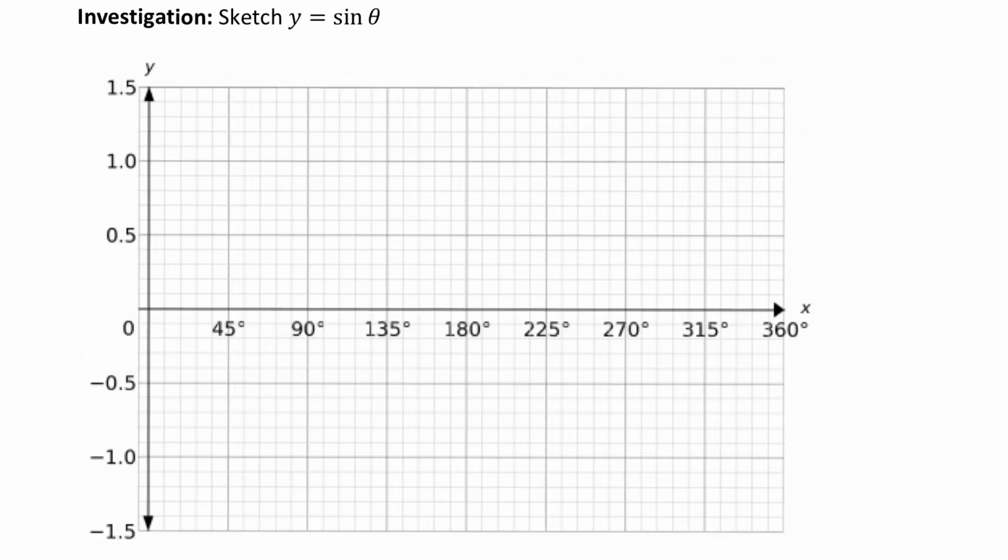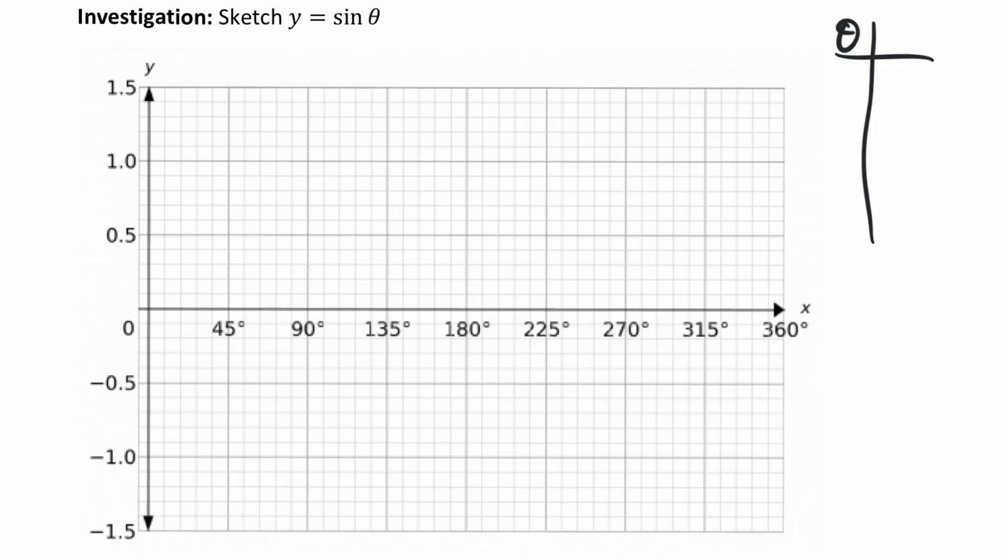Hello. In this video, we're going to learn to sketch the trig functions that we've been studying. In particular, I want to start with sine of theta. So what if we had the equation y equals sine of theta? Could we sketch this as a graph? Well, I think so. And what I'm going to do is start with a little table of values.